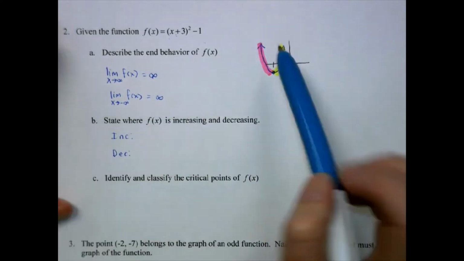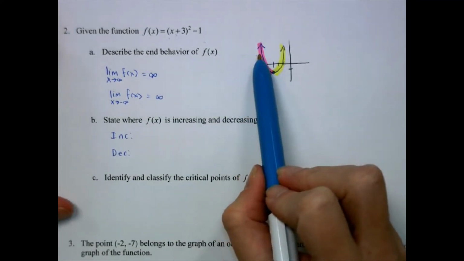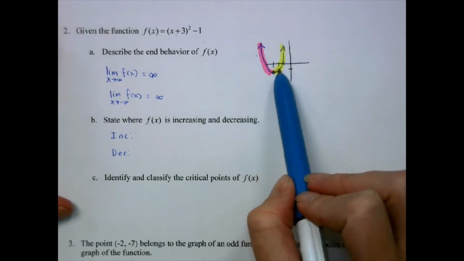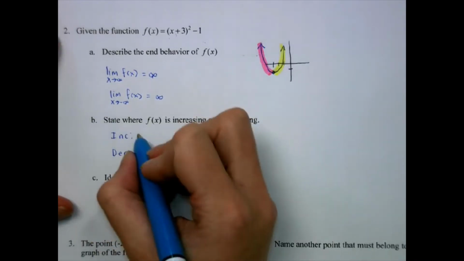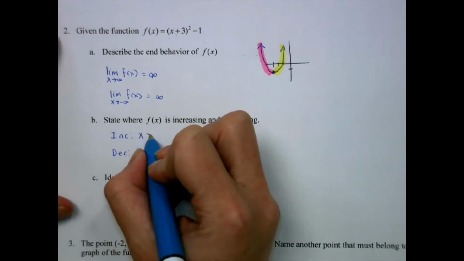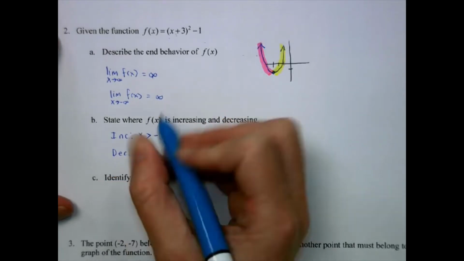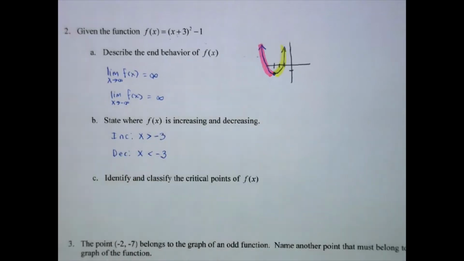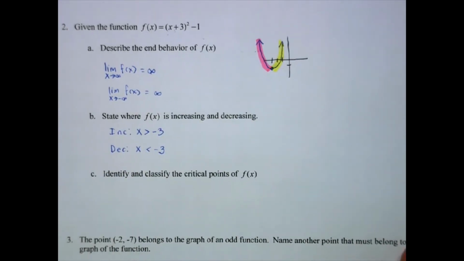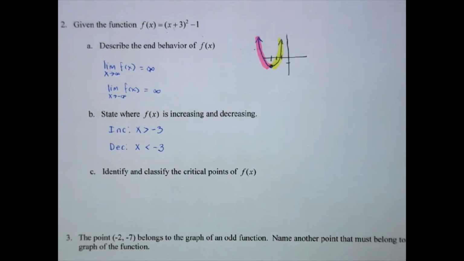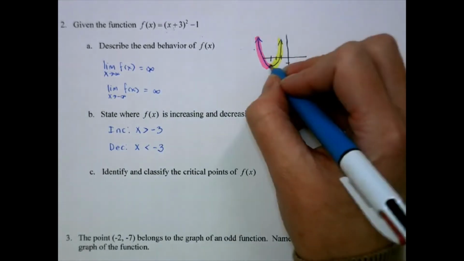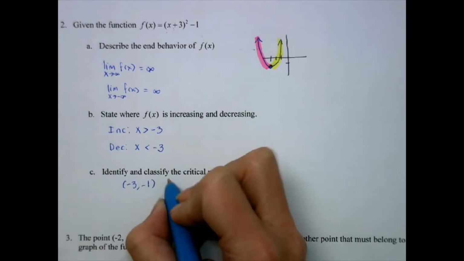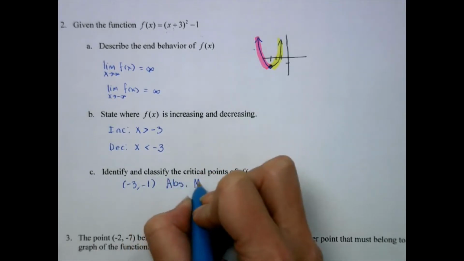But you're always reading the graph like you'd read a book. You're going from left to right, so it means you're going down, then you're going up. So it's increasing when x is greater than negative 3. It's decreasing when x is less than negative 3. Again, remember these are multiple choice, so you have to arrive at the right answer. And the critical point, there's just this 1 at negative 3, negative 1, which is an absolute minimum.